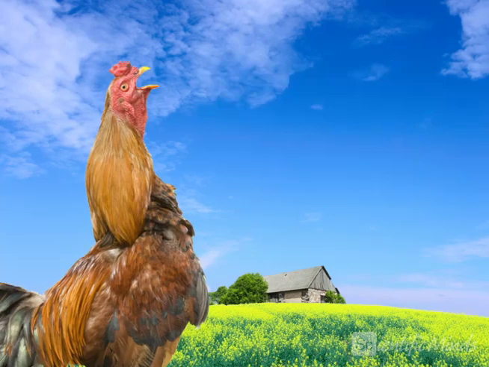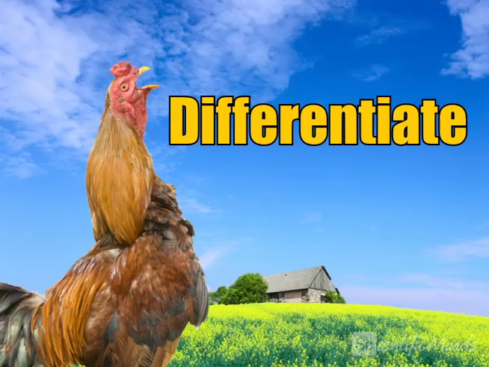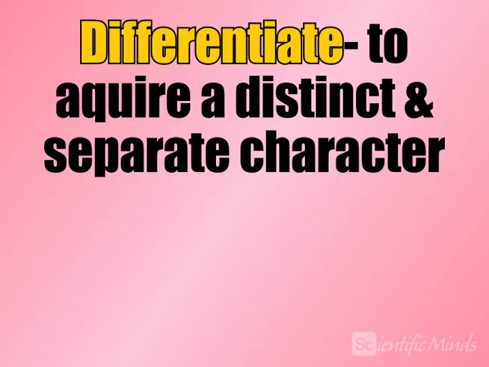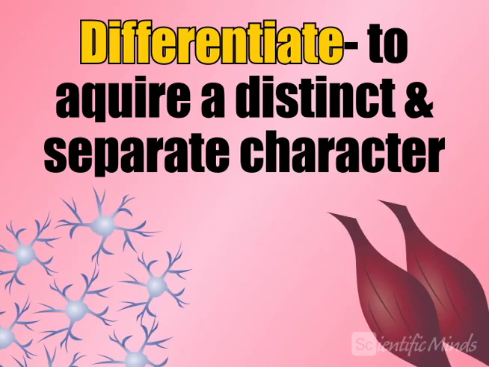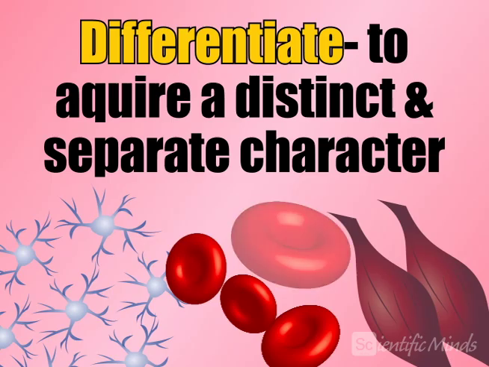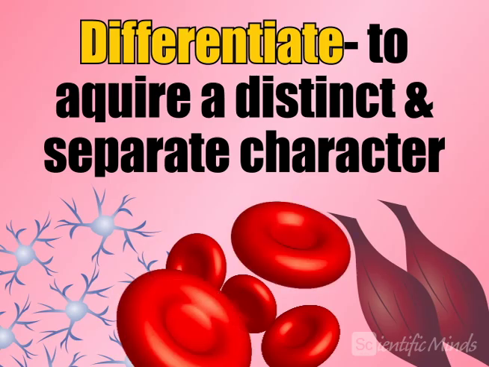Today's SAT word is differentiate. To differentiate is to acquire a distinct and separate character. In the lesson, we learned that layers of cells differentiate, or acquire a distinct character, and become specialized to form all the different parts of an embryo.